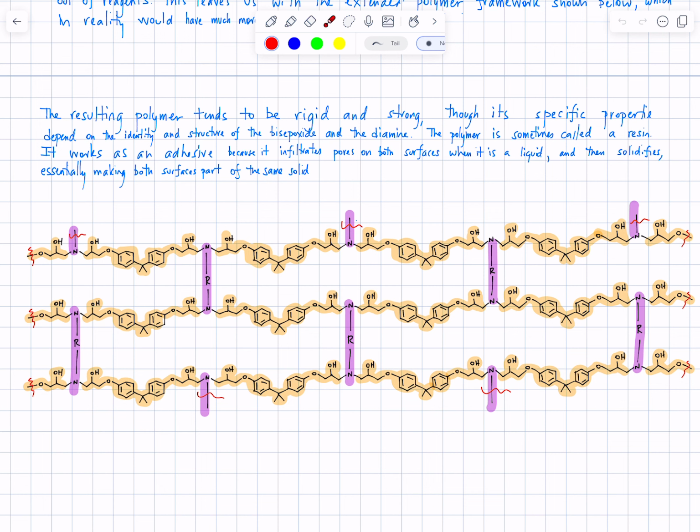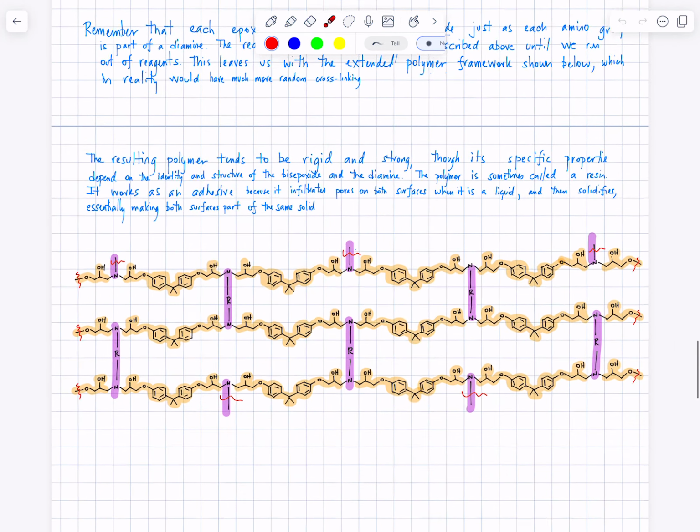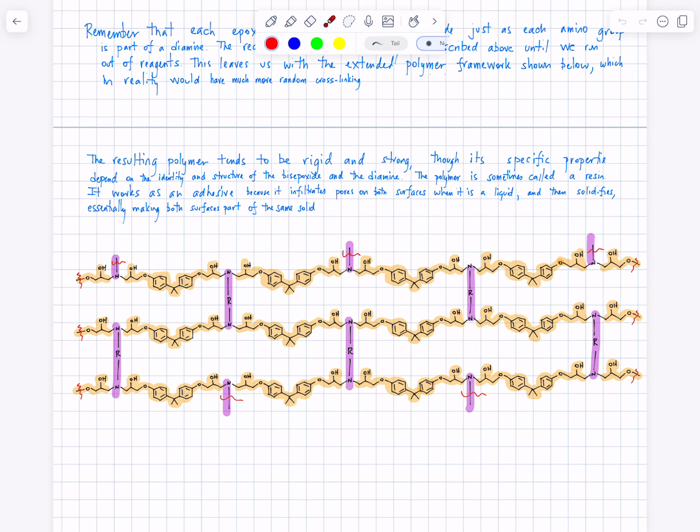It works as a glue because it infiltrates surfaces and pores on surfaces, and then solidifies and keeps stuff linked together pretty strongly. I'll let you know how it works as I try to apply it to that hole in the shower. It's worked some other times, anyway, and results may vary, but hopefully we'll see. Anyway, that's epoxy resin. A lot of different glues work this way. If it says epoxy on the product, this is what's going on inside.